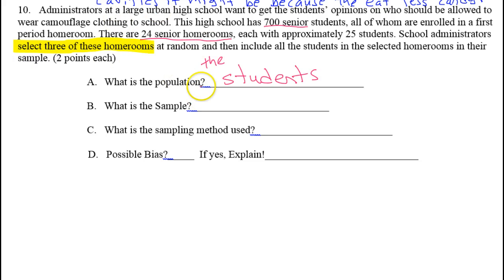So for the sample, in some way you have to mention the 3 senior homerooms that were chosen at random. So I could say the 3 senior homerooms that were selected. Now if you want to get fancy, you could say how many students that is. They mentioned that there are 25 students in each homeroom, and if we select 3 of them, you could say something about there being 75 seniors.